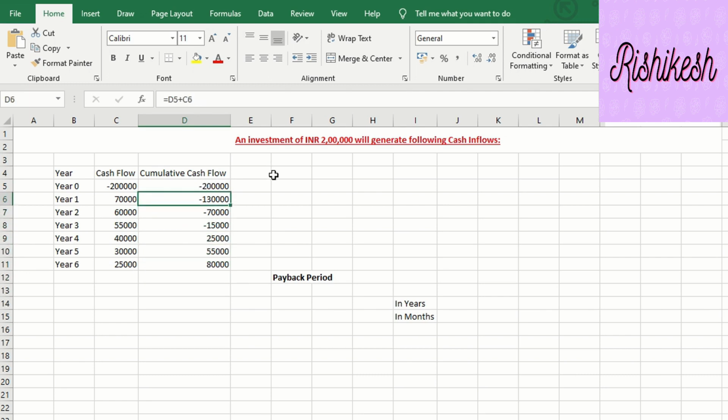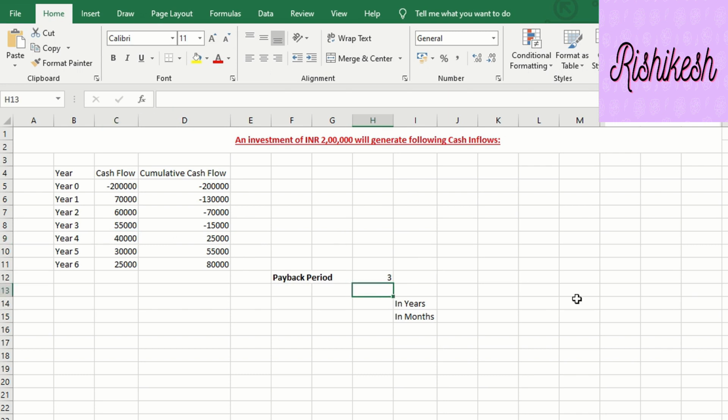So if you see this cumulative cash flow, what you find out is that the cumulative cash flow has become zero between year 3 and year 4. So one thing is for sure, that I know that it will be more than 3 years. So I write 3 years over here. Now I have to find that after how much time after the 3rd year and before the 4th year, your cumulative cash flow becomes zero. So at the end of 3 years, we have got minus 15,000 rupees which have to be consumed. And in year 4, you have generated 40,000.